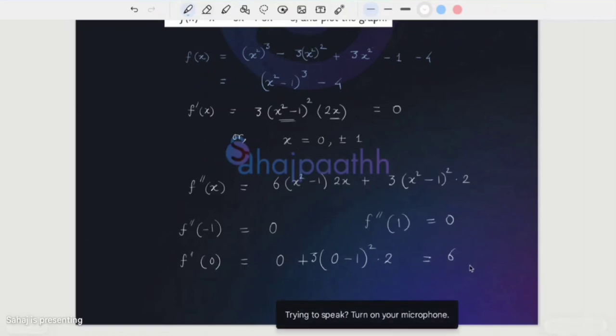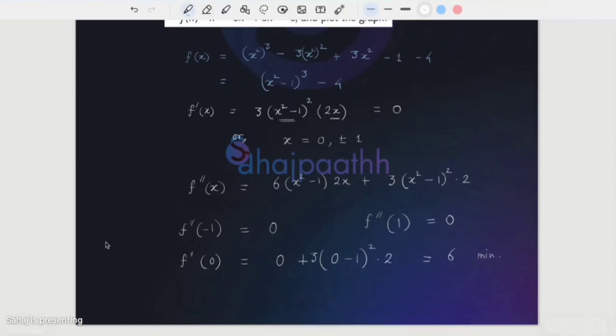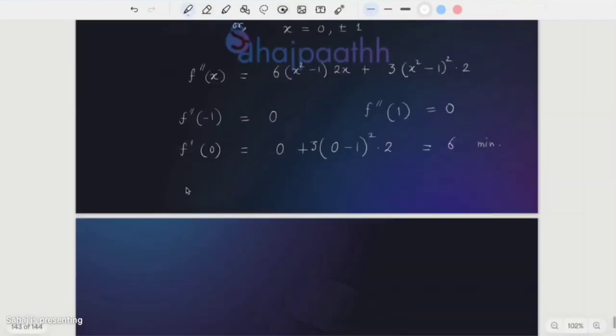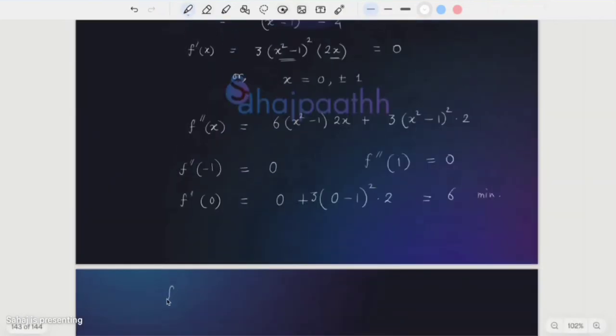So this is a minima at x equals 0. At x equals 0, it is the minimum value. But at the other 2 points, you have to investigate further. You have to derivate it again. And what would that be? F triple prime x. Again, use the chain rule.